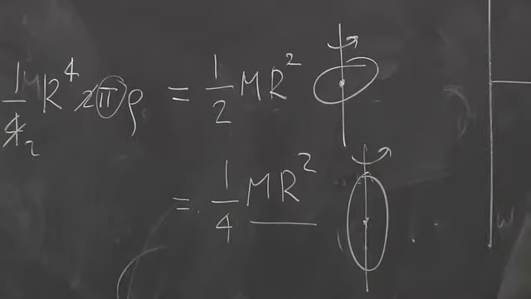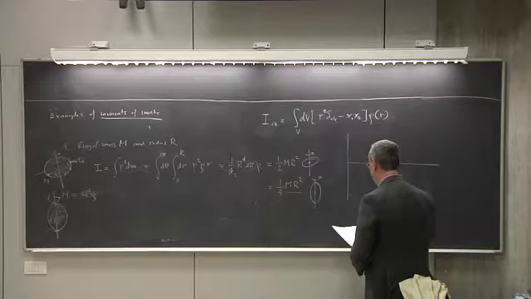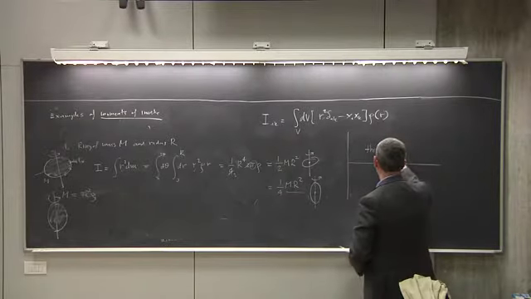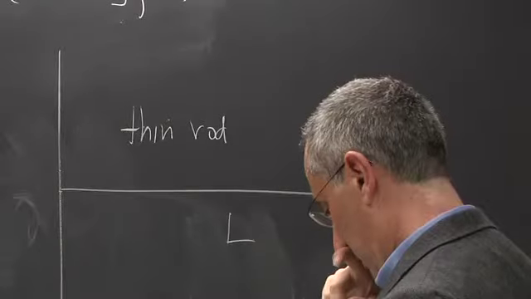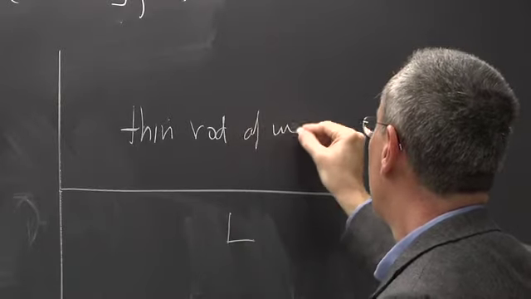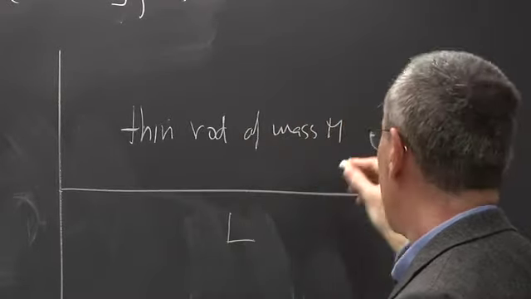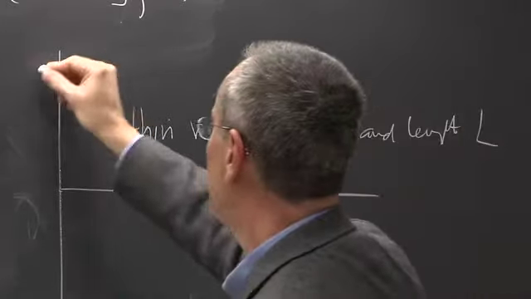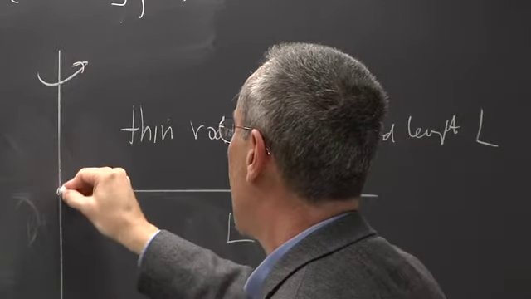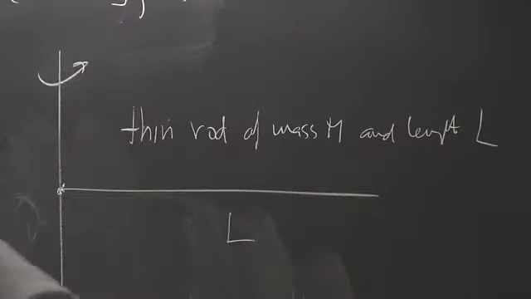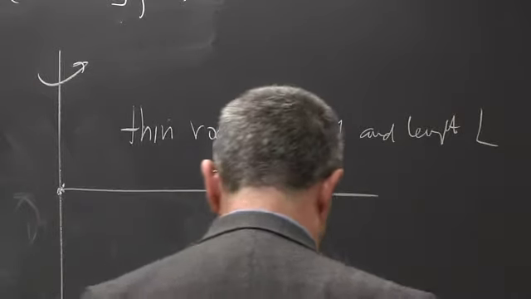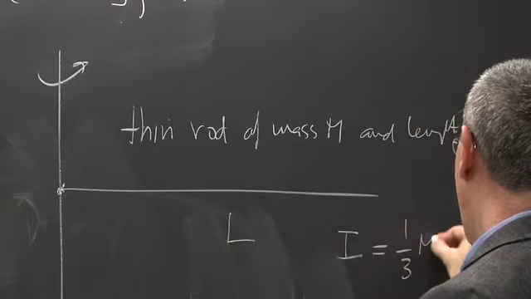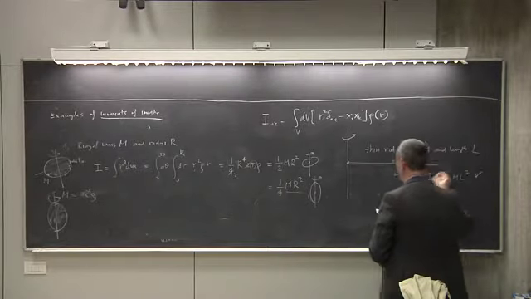And, okay, another system is this one. So a thin rod of mass m, I guess, and length L. Somehow it's kept fixed here, then it rotates this way. And if you do that, this is very simple. The I for this is 1/3 mL squared. So check this, check this.